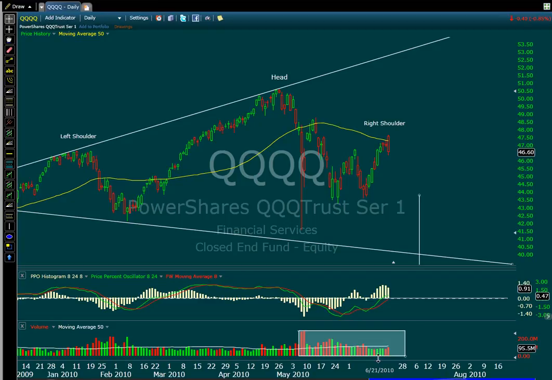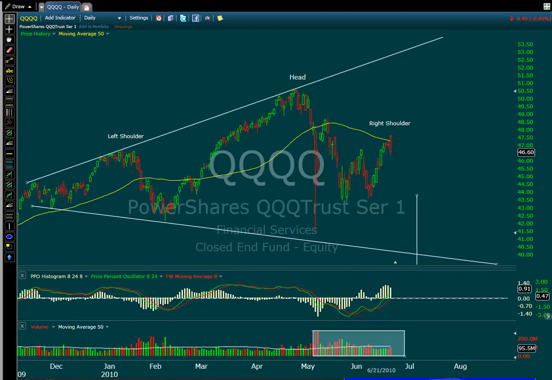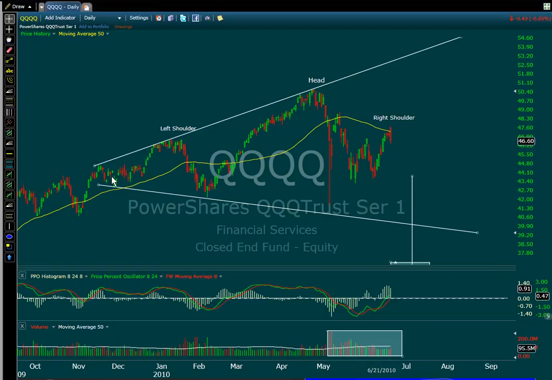We are also doing two different patterns. The first one is the reverse symmetrical triangle, which is a crazy pattern, not only because it makes higher highs and lower lows and just whipsaws traders, but we're also making this head and shoulders pattern, which is a topping pattern.